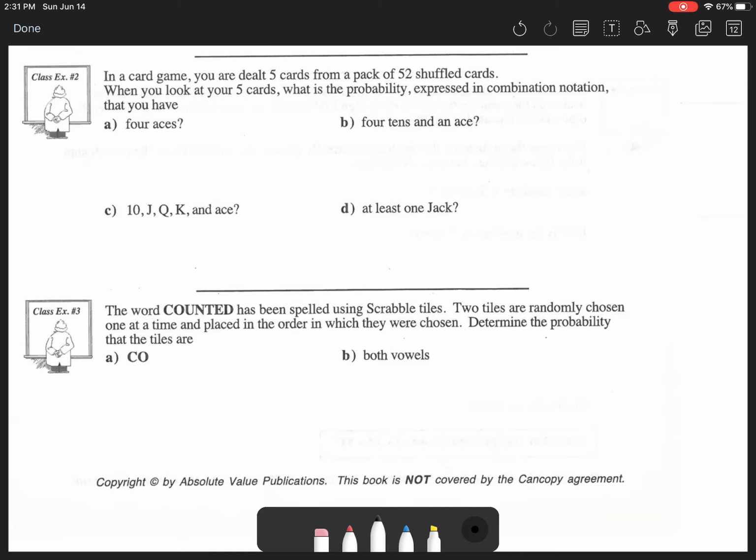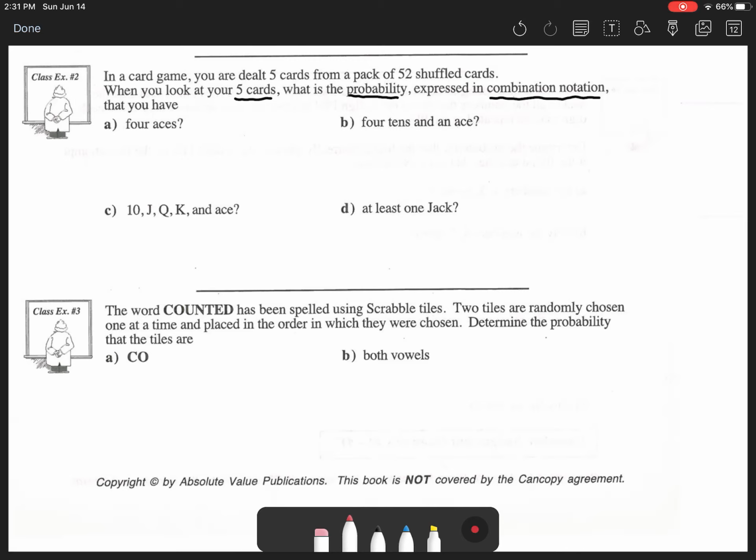Class example 2. In a card game, you are dealt 5 cards from a pack of 52 shuffled cards. When you look at your 5 cards, what is the probability, expressed in combination notation, that you have... and then they give me 4 scenarios here. The important things here are that we're talking about 5 card hands, we are talking about probability, and they want me to express it in combination notation, which was what I did in part B of class example 1.